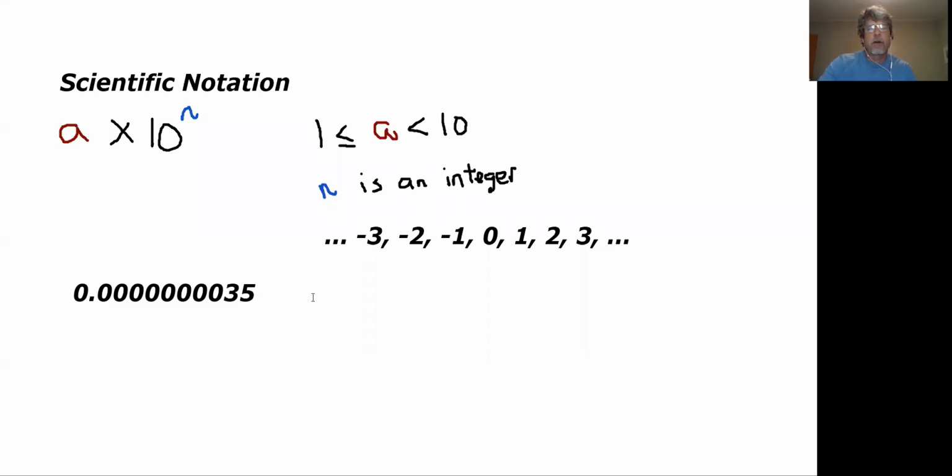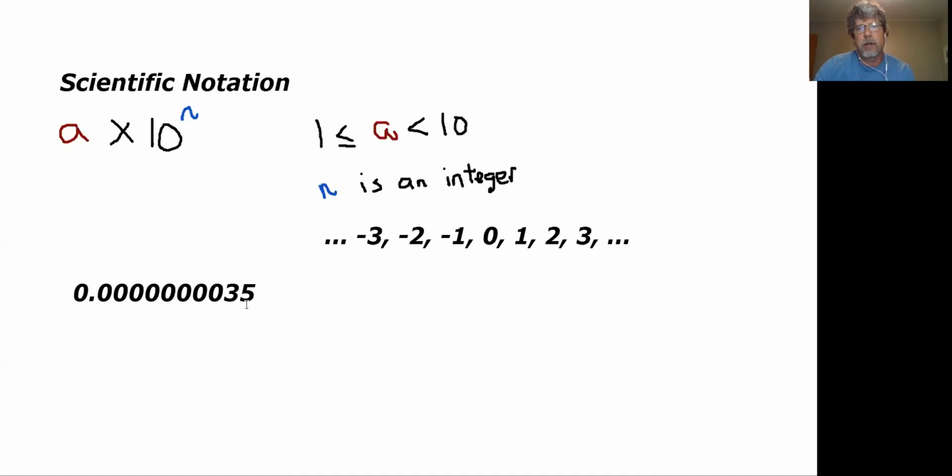So let's try to rewrite this number here, 0.00000000035. Try to write that in scientific notation. The number is so small, it's hard to even read. If I look at place values, we have tenths, hundredths, thousandths, ten-thousandths, hundred-thousandths, millionths, ten-millionths, hundred-millionths, billionths, ten-billionths. So that'd be like 35 billionths if I was trying to read it.